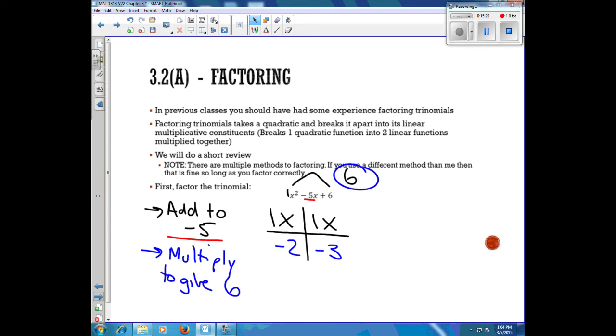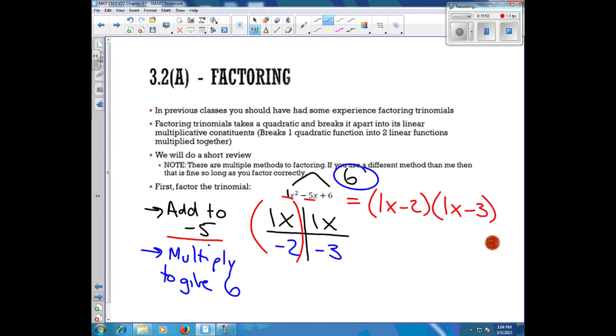Had the coefficient of x not been 1, we would have had one more step to do, and we'll do that in the next example. But at this point, we have our answers. Our factors come from each side of the box. And so what we get is 1x minus 2 and 1x minus 3. And you can just rewrite that as x minus 2 times x minus 3.